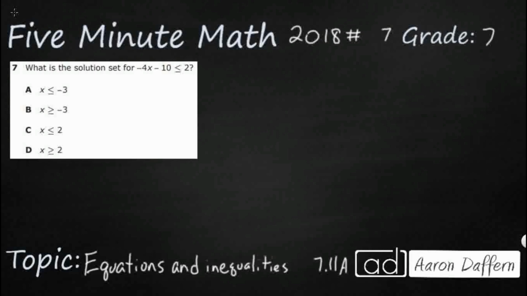So we're looking for a solution set. So not necessarily a value, but it's because we have an inequality, right? Rather than an equal sign. If we're looking for an equal sign, we can look for the value of x. But if it's a solution set, then it's going to be a range of numbers. So we've got negative 4x minus 10 is less than or equal to 2.